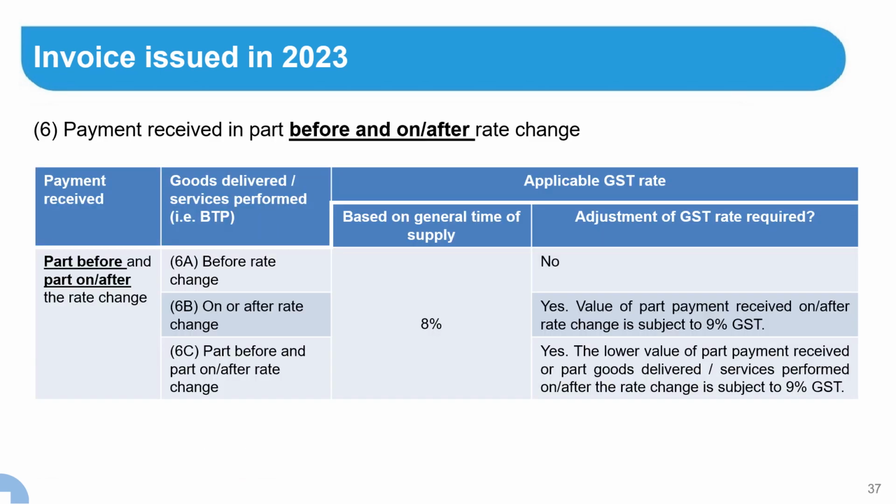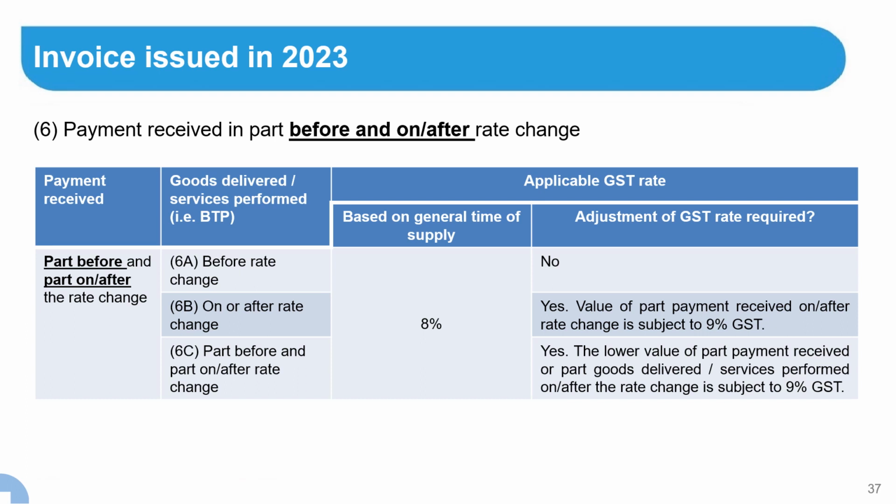We will now move on to explain the transitional rules applicable if a tax invoice is issued and partial payment is received before the rate change date. Based on the general time of supply rule, as the invoice is issued before the rate change date, the supplier would have to charge 8% GST on the supply. There is no need to make any adjustment if all the goods are delivered or the services are performed in full before the rate change date as indicated under Scenario 6A in the table.